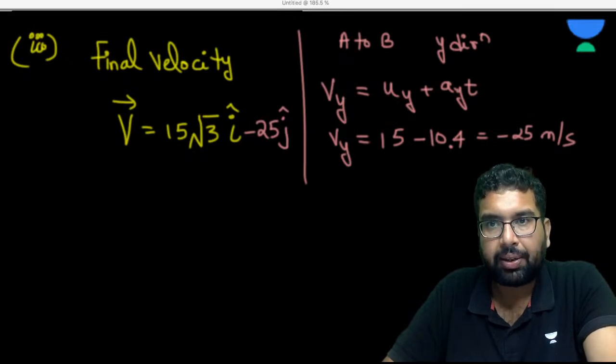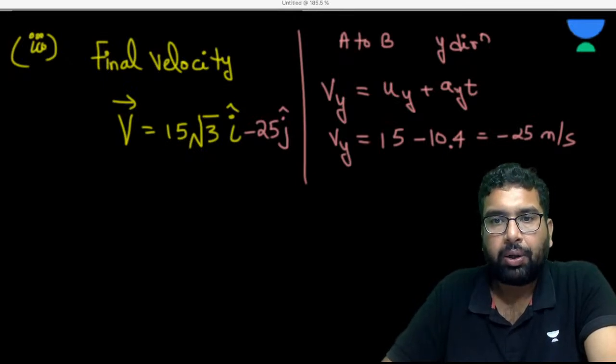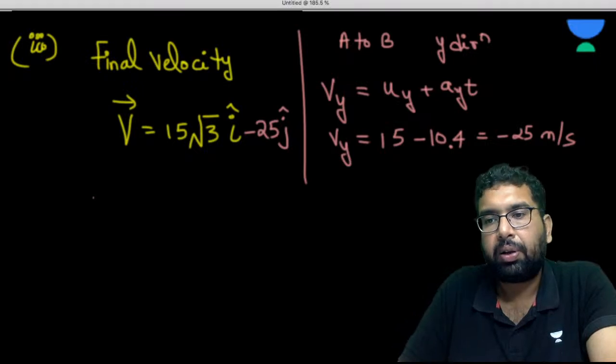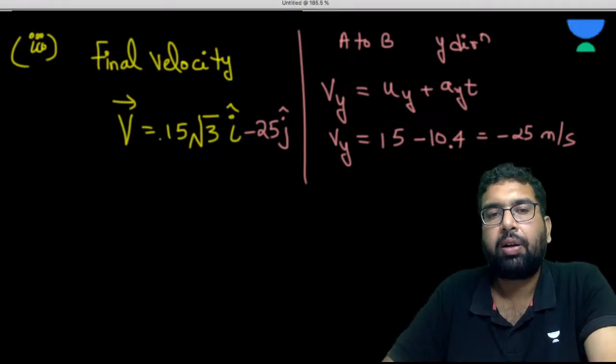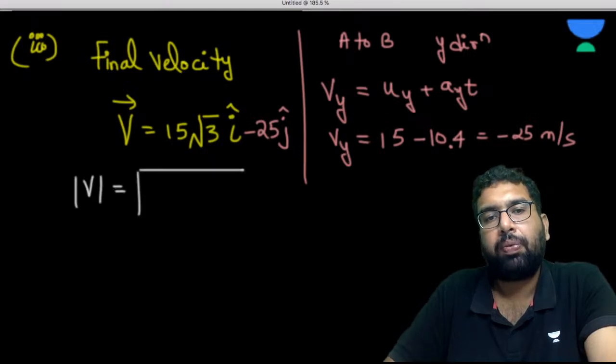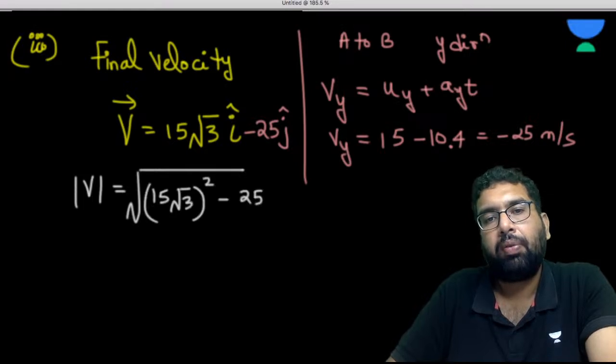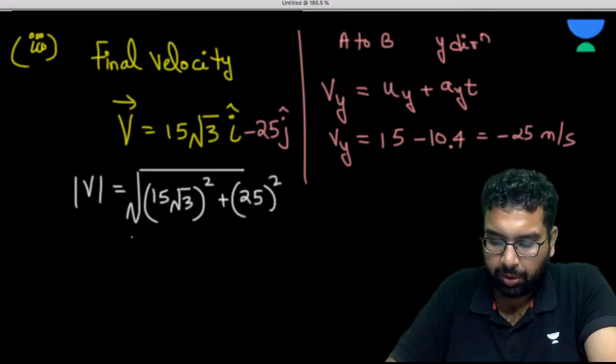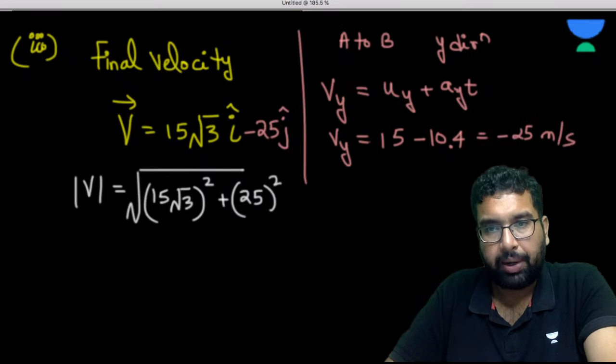So anyways, what is going to be the final velocity vector? So what is going to be the speed? This is going to be 15 root 3 whole square plus 25 whole square. So this is going to be your speed.